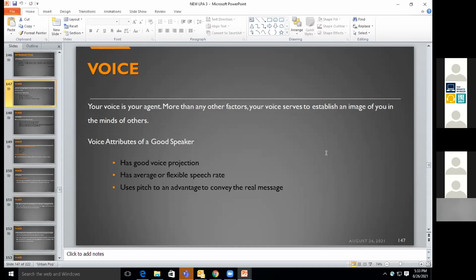Okay, again, use pitch to an average. This is to convey the real message, because it is really an advantage if you use that. The rhythm and stress of each word, we're done with that. So it's part of it that when you are talking, for you to be able to convey the meaning of what you wanted to say, especially if you have a speech.